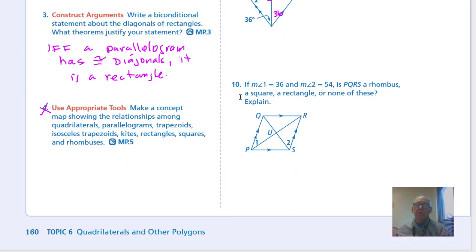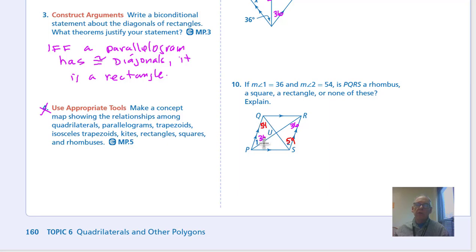So look at number 10. If angle 1 is 36 and angle 2 is 54, is it a rhombus or whatever? So let's see. If angle 1 is 36, let's see what we can do with it. So with a parallelogram, this is going to be a 36, like that. Let's see what else. And angle 2 is 54. Switch colors up. So if this is a 54, by alternate interior angles, this is going to be a 54.